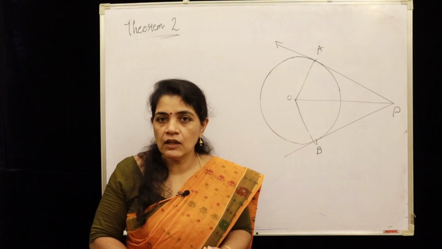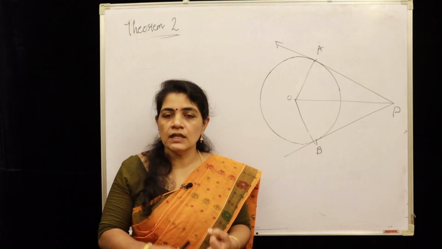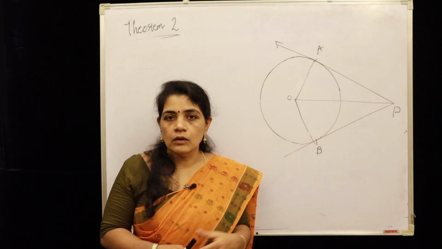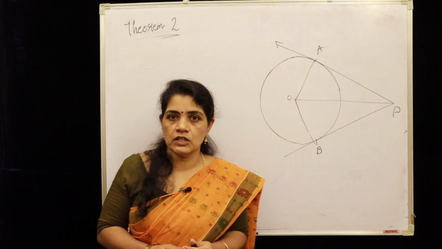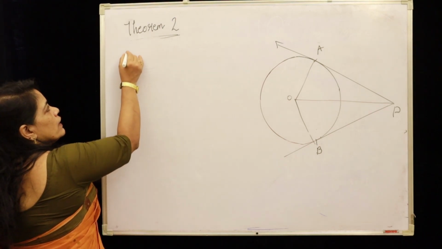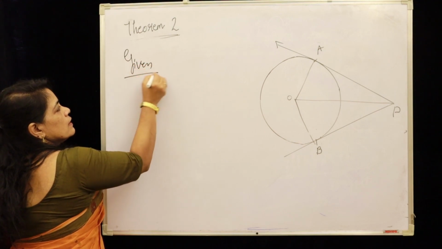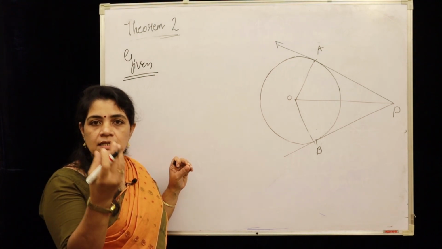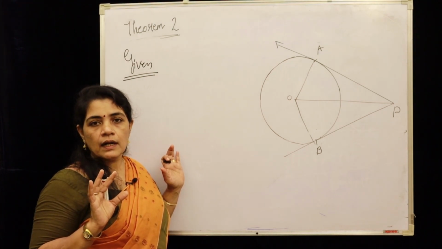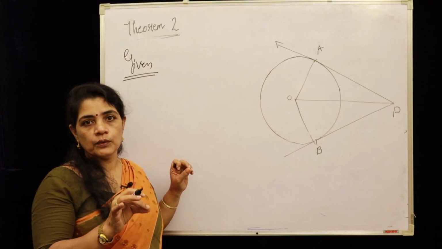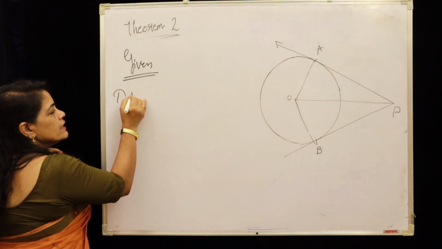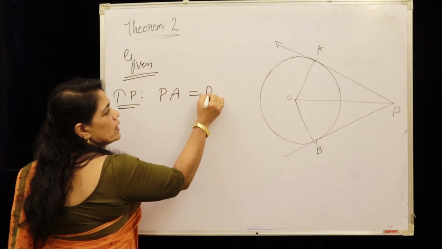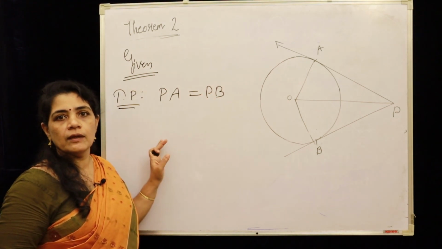As I told in the first theorem, we have to follow a format. First we have to write down the given, then prove, construction, then proof. And the figure should come on the right side of the book, or the booklet, from the examination point of view. So given: a circle with the center O and an external point P. Understood? And what we have to prove? We have to prove that those tangents are equal, that is PA equal to PB.